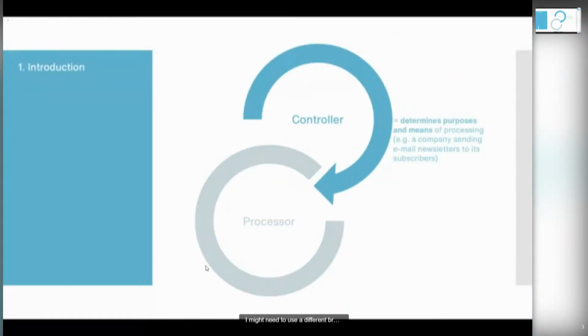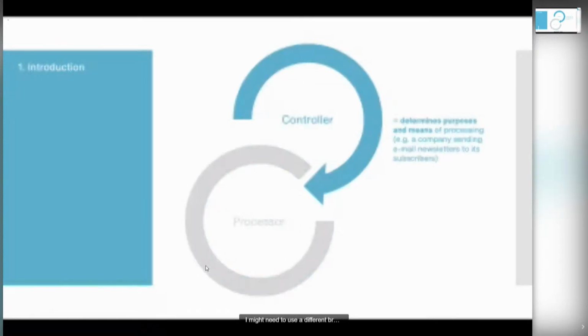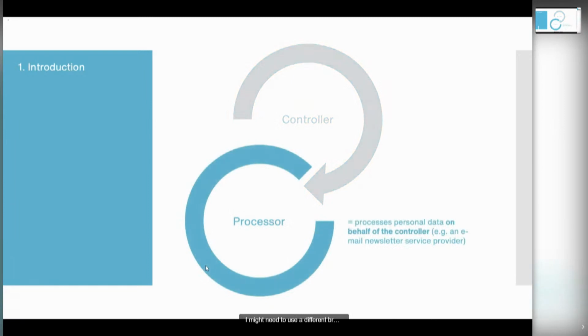The controller is defined as the natural or legal person, public authority, or other body which decides on the purposes and means of the processing. A controller is, for example, a company sending email newsletters to its subscribers. The company decides here on the entire processing, and it therefore needs to have control over it. A mere processor, on the other hand, is again a natural or legal person, public authority, or other body which processes personal data on behalf of the controller. In the newsletter example, it would be the newsletter service provider through which the company sends the newsletters, always just on behalf of the company.